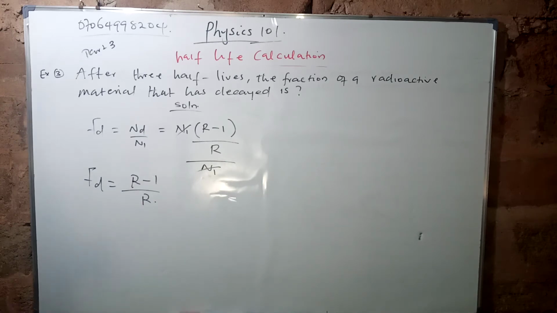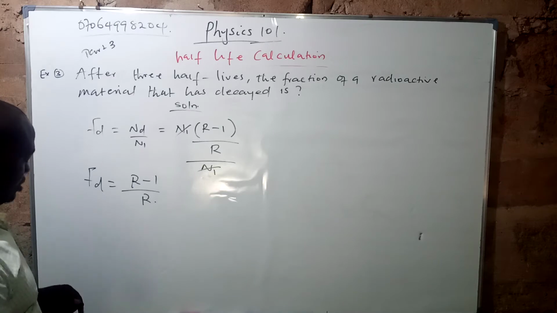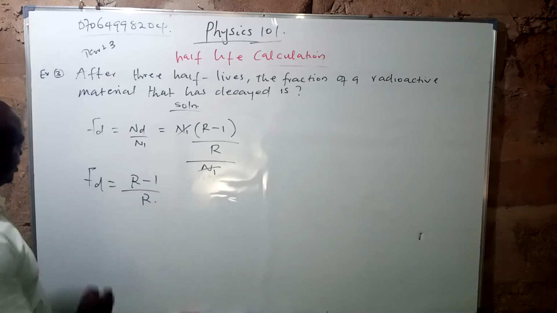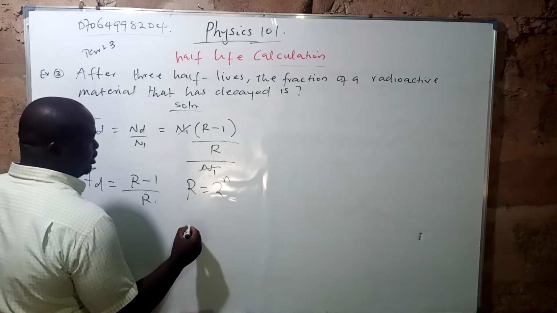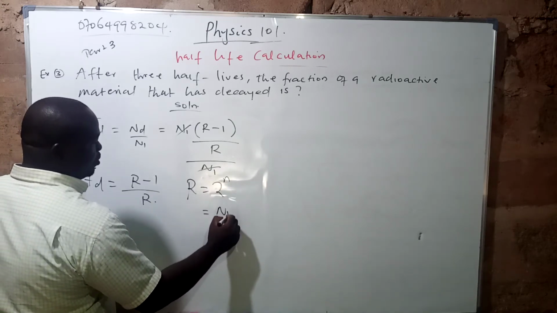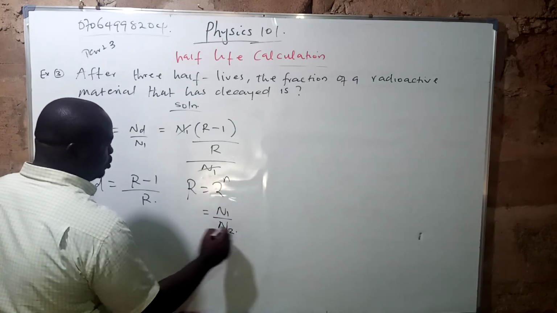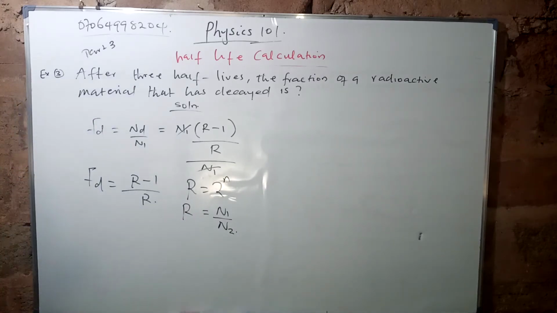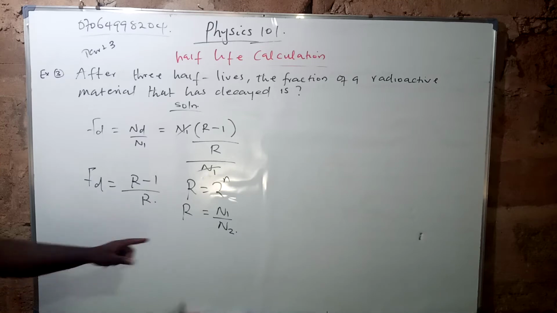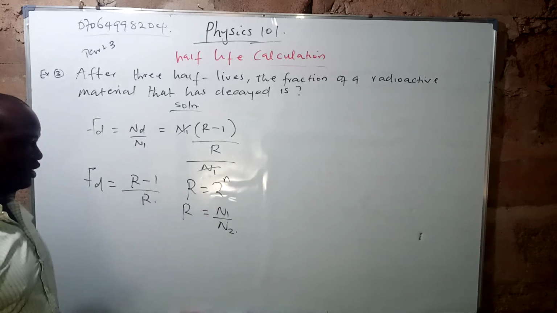Remember, it's on part 1 of the video. This is the formula we are using. And this R is the disintegrating ratio. We said that the formula for R is 2 raised to the power of N, or you can use N1 all over N2 to calculate R. But we're not given N1 or N2, so we cannot use this formula. We have to use this formula.